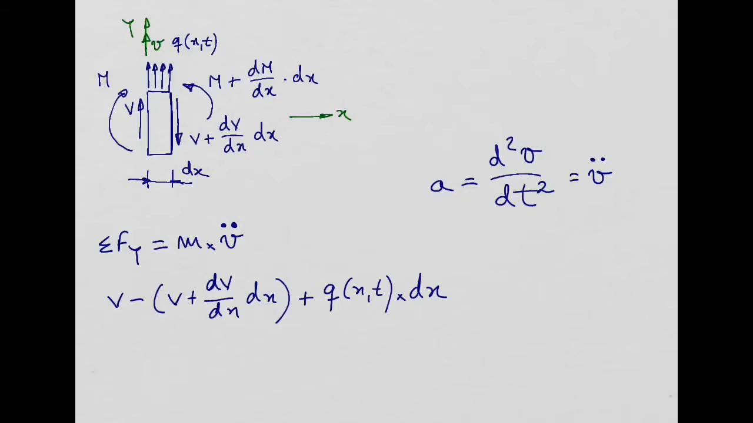And this needs to be equal to the mass of this infinitesimal element of the beam. And that mass, I'm going to say, is equal to the density of the material times the area of the cross-section times the length, which is dx. So this is going to be my infinitesimal mass of that element, right? And I just need now to multiply this mass by the acceleration, which is v double dot, right?